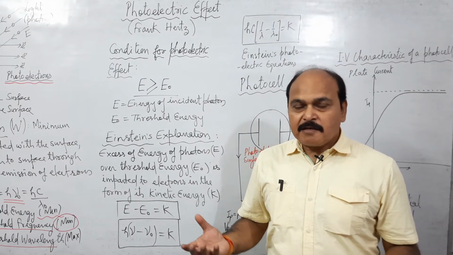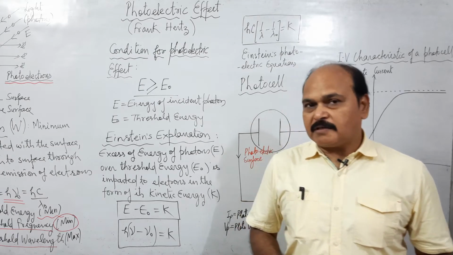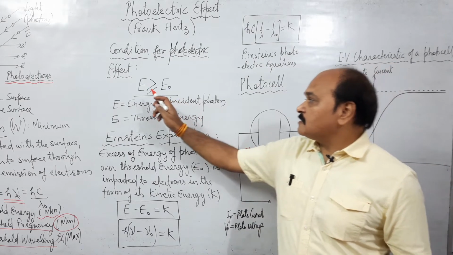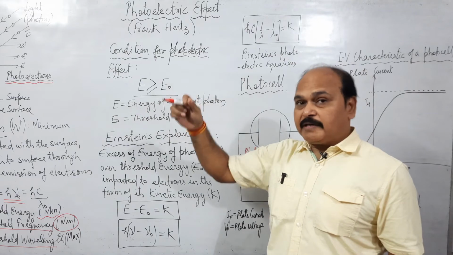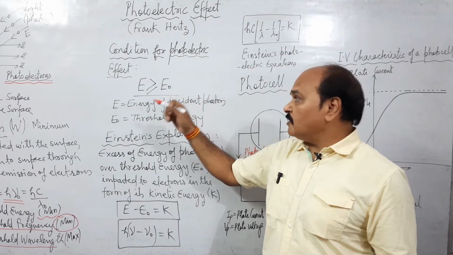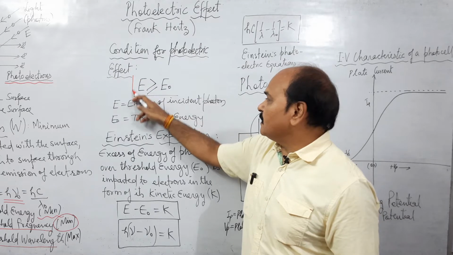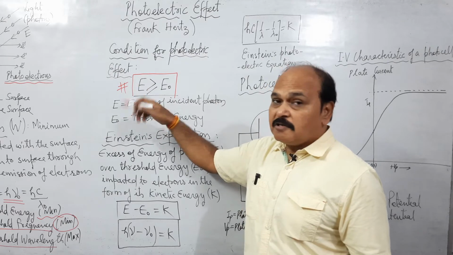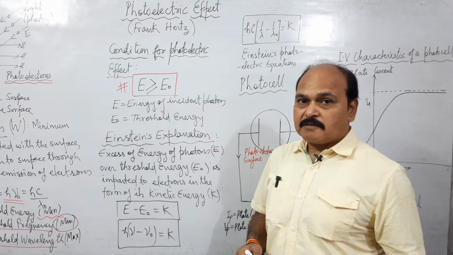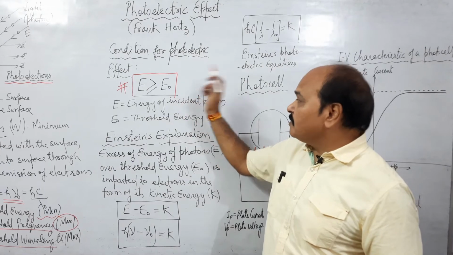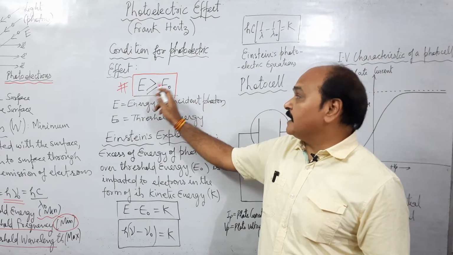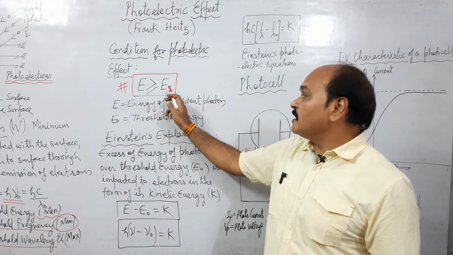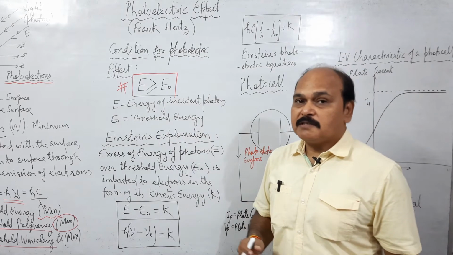Children, let's understand Einstein's explanation of photoelectric effect. Well, Einstein said, electrons are going to be given out from a surface only when the energy of incident photon is greater than the threshold energy of the surface. This is the condition for photoelectric emission. So electrons are going to be produced from the surface only when E is greater than or equal to E naught. E is the energy of incident photon and E naught is the threshold energy.